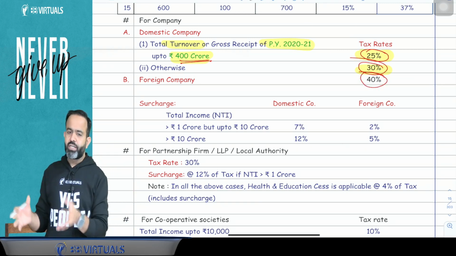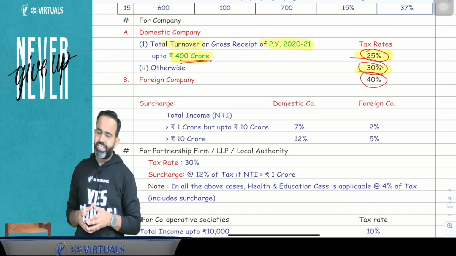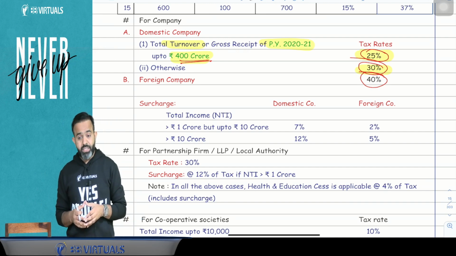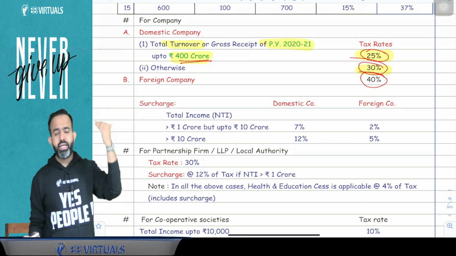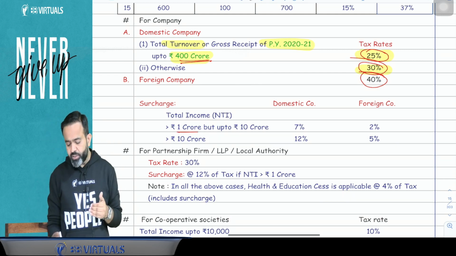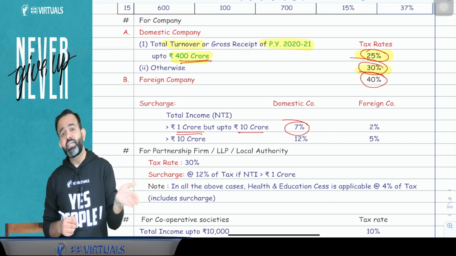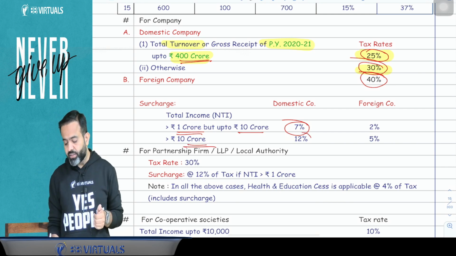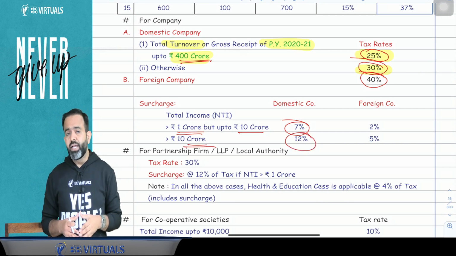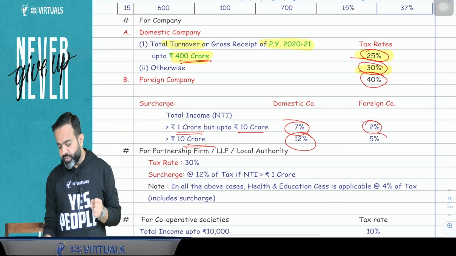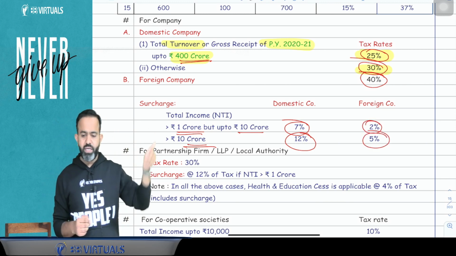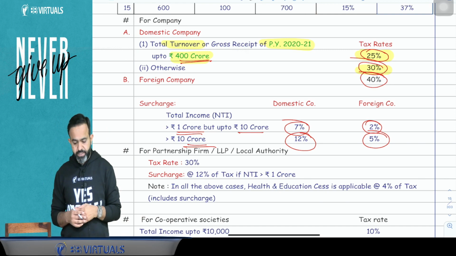Now, is surcharge applicable in case of companies? Answer is yes, surcharge is applicable. But surcharge depends on your total income. In case of the domestic company, if total income is more than 1 crore up to 10 crore, then surcharge is applicable at the rate of 7%, and if total income is more than 10 crore, then surcharge is applicable at the rate of 12%. And in case of foreign company, it is 2% and 5%.